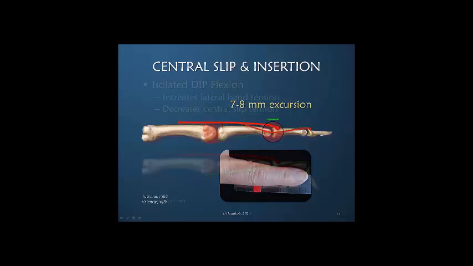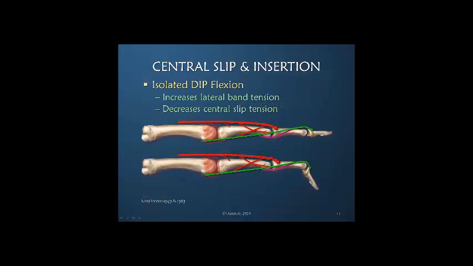An important point is to appreciate the interplay between tension at the central slip insertion and tension at the terminal tendon insertion. If you will, in this schematic drawing, I've drawn it green to represent the lateral band and thus the tension distally at its insertion. If I take the finger that is resting and passively flex the DIP joint, I increase the tension on the lateral band.